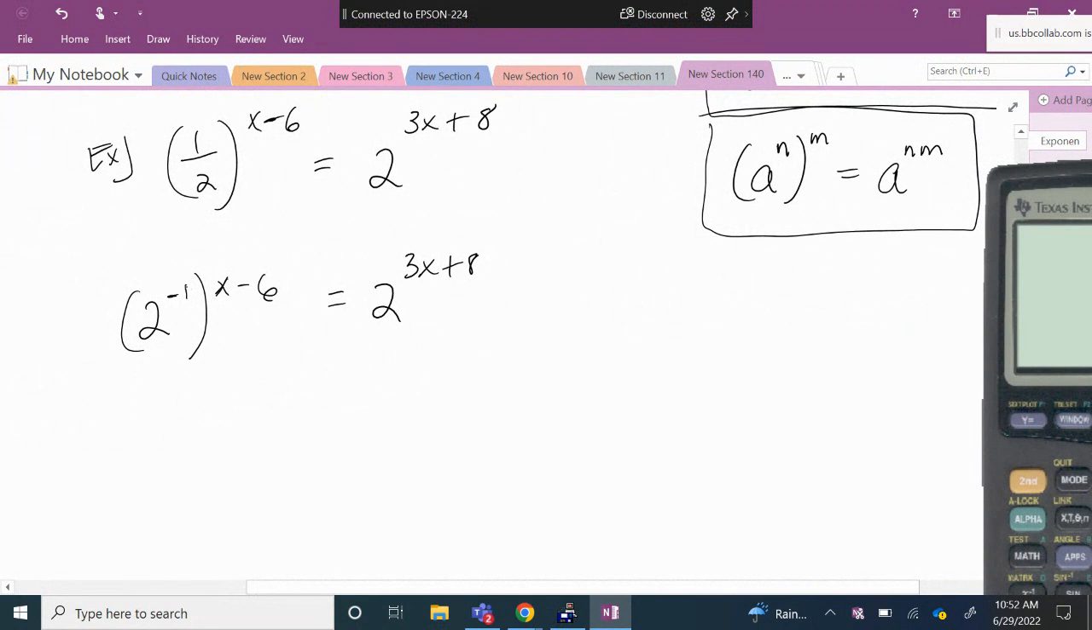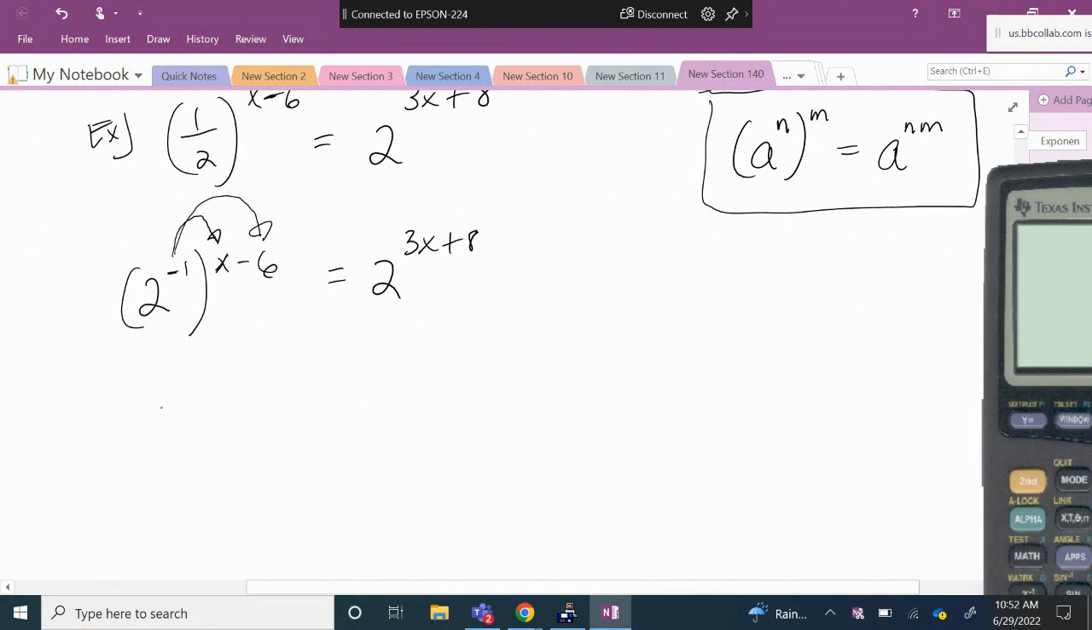I'm taking 2, which is raised to the negative first power, and I'm trying to raise it to the x minus 6 power, so I'm going to multiply. I'm going to multiply -1 times x and -1 times -6. Right, so I'm going to rewrite the left-hand side as 2 raised to the negative x plus 6 power is equal to 2 raised to the 3x plus 8 power.